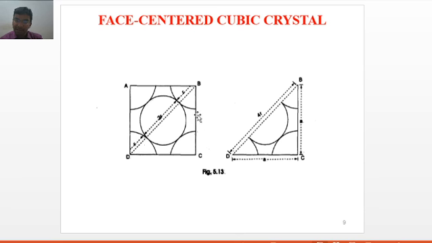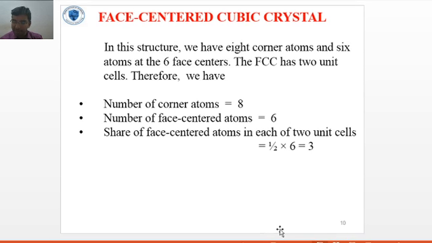So 2 corner atoms, 1 atom present in any face. You link everything. So what will happen? Total radius is 2r, r and r, totally 4r. Side value is a, this side value also a. So a squared plus a squared is equivalent to 4r the whole squared.